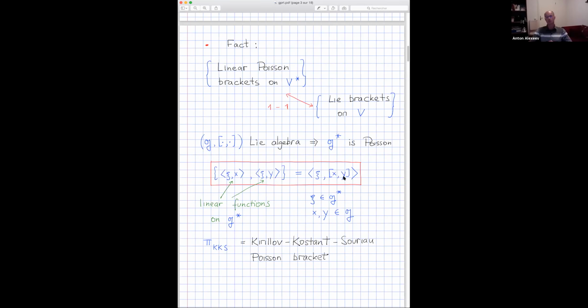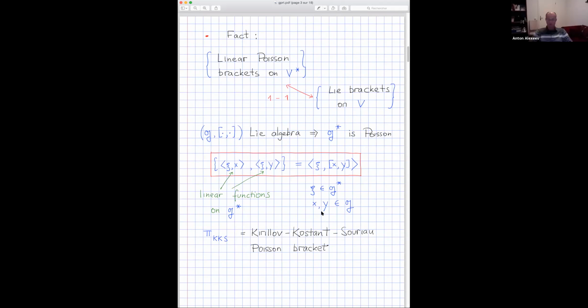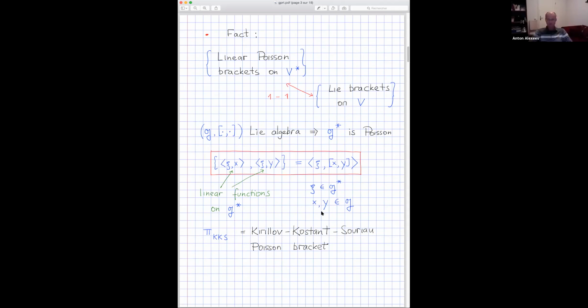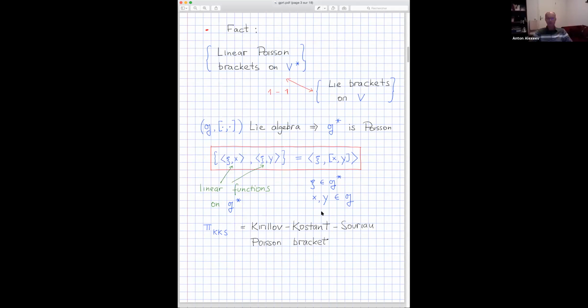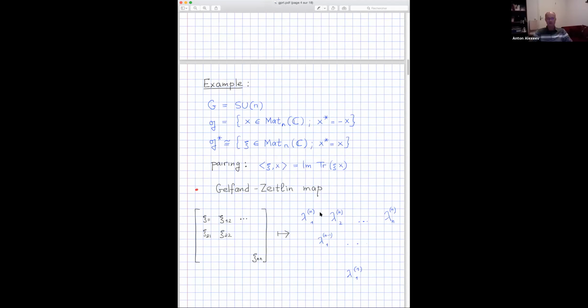So this π KKS, KKS stands for Kirillov, Kostant, and Souriau, who one can say rediscovered that Poisson bracket, but it goes back to Lie in his study, which introduced Lie groups. So already, maybe somewhat implicitly, that bracket was known. Okay. Now, maybe one very, very standard example.